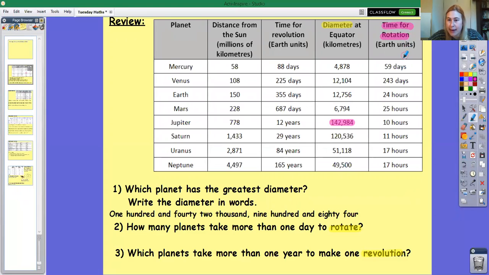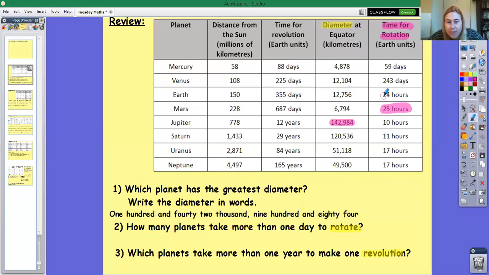So how many planets take more than 1 day to rotate? We're looking at numbers that are going to be greater than 24 hours. So we can see that we've got some hours and some days, haven't we? So this one, if I go from the bottom, we've got less than 24 hours, less than 24 hours, so there can't be a day, less than 24 hours, less than 24 hours. Mars takes 25 hours to rotate.